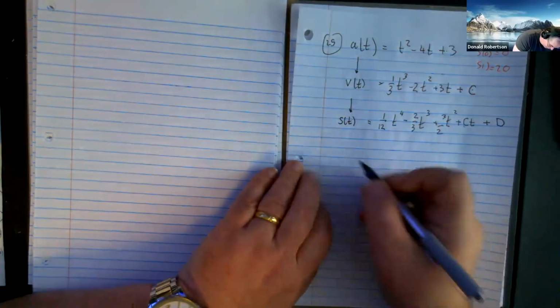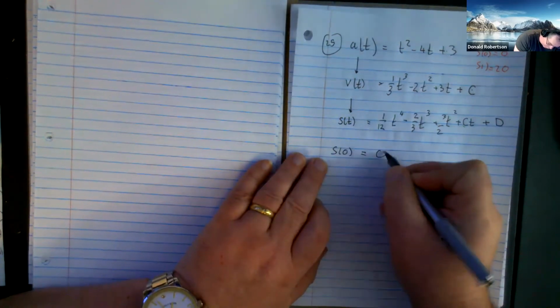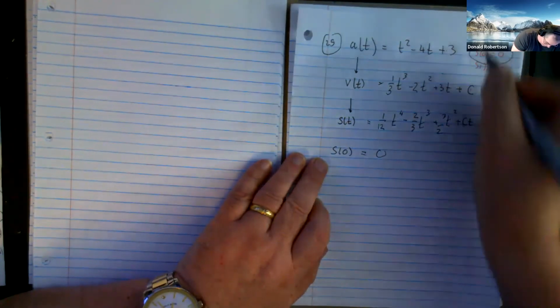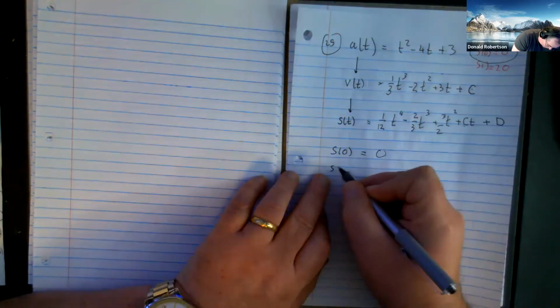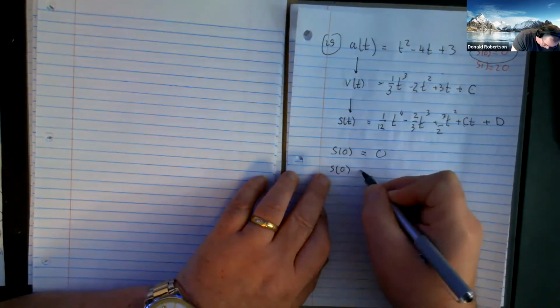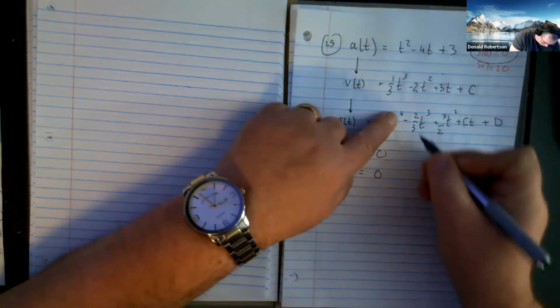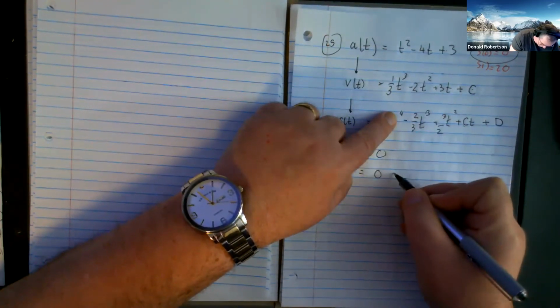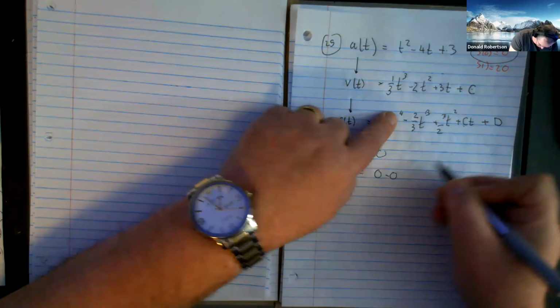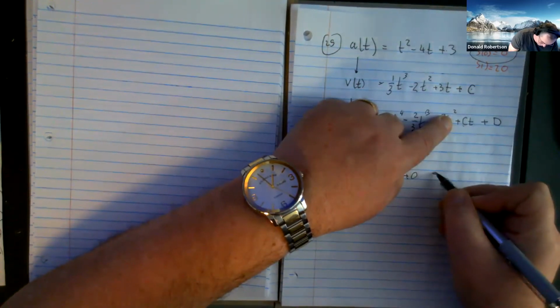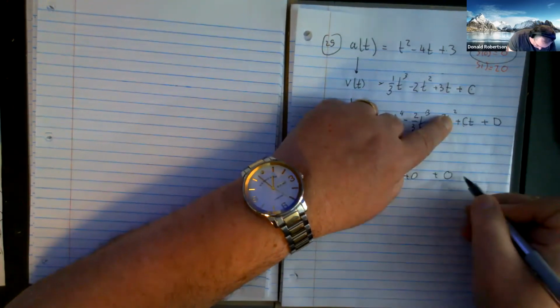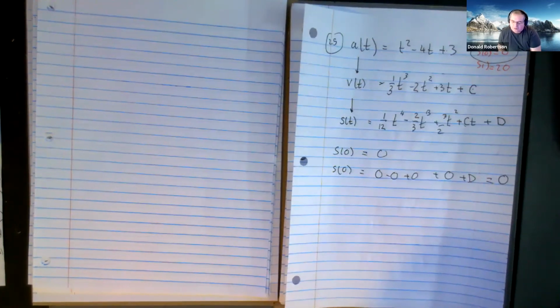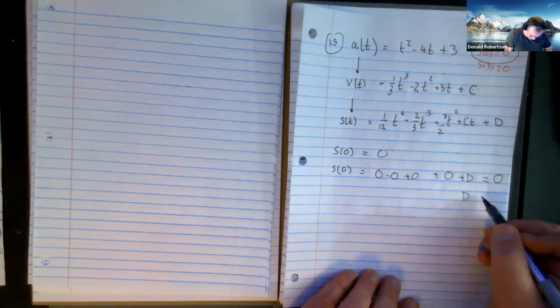That's as far as I got. I didn't know what to do after that. Well, let's use boundary condition number 1. S of 0 is 0. So I know what S of 0 is. It's 1/12 times 0 to the 4, take away 2/3 times 0, plus 3/2 times 0, plus C times 0, which is still 0, plus D. And I know that's equal to 0. So what I've figured out is, if all of this plus D equals 0, then D must be 0.